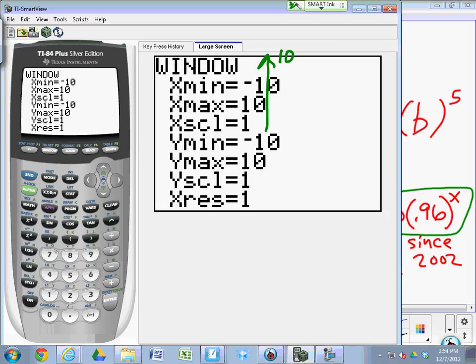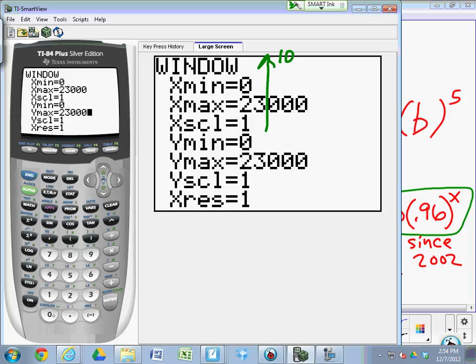So the population could go down to nothing. Everybody could leave the town. It started up around 23,000. So that's going to be my Y min and max. If I would have put them up here for X, we would have gone out how many years? 23,000 years, which I don't know what the town will look like then. But I do know that maybe in 20 years, I'm guessing, maybe it'll reach that amount in 20 years. If I'm wrong, if the graph doesn't show the intersection, I come back to window and change it.